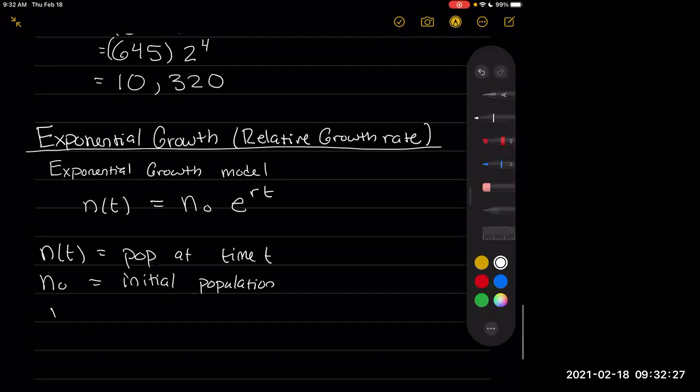R is the relative rate of growth, and it's expressed as a proportion of the population, and t is time.